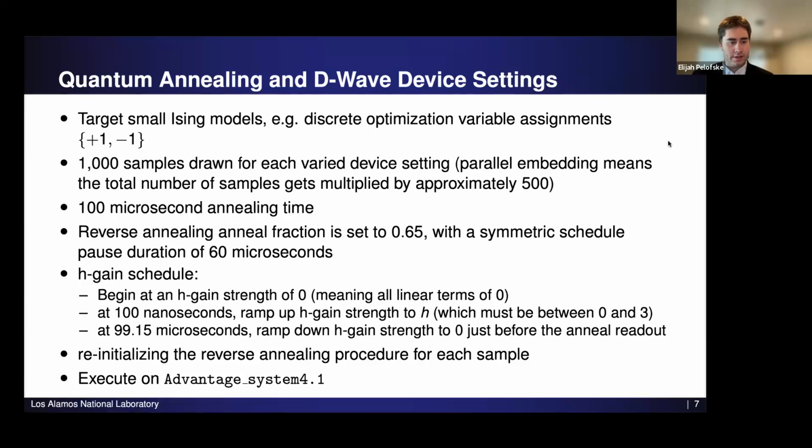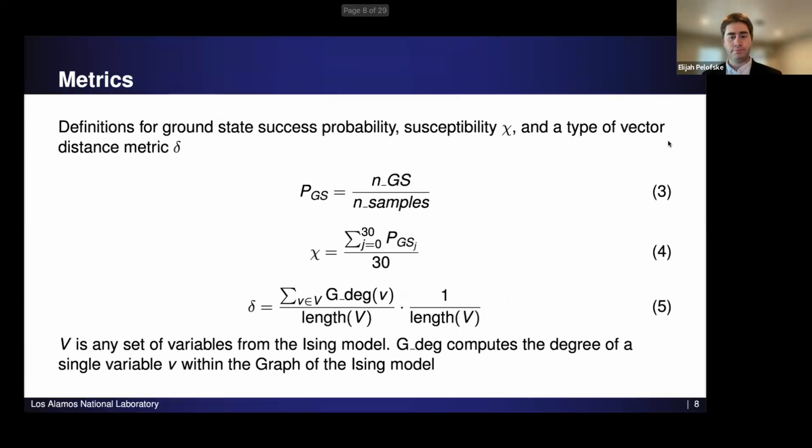Sorry, that's actually wrong. I think that's, yeah, no, that's right. Sorry, 100 nanoseconds. We ramp up the H-gain strength kind of as much as we can. So we're pushing the anneal into that target state. And then near the end of the anneal, we just push it back down to 0, which means that effectively at the end of the anneal, there are no linear terms in our Ising model. And then we reinitialize reverse annealing for each sample. And the exact device that is used for this is the D-Wave Advantage System 4.1.